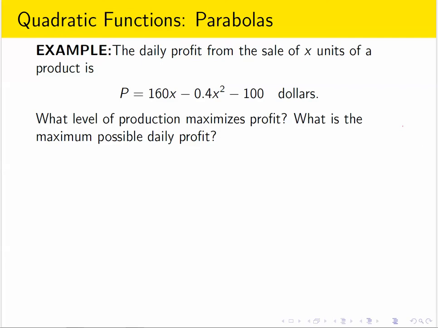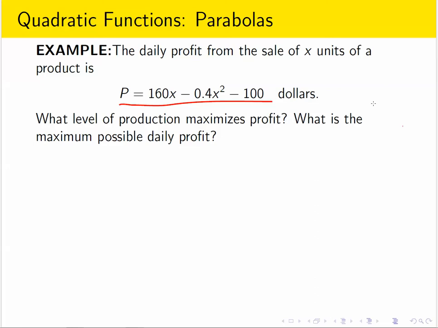Let's look at a little example of why we might be interested in finding the vertex of a quadratic function. Here's an example where we have a formula for the profit in terms of the number of units sold. So in particular, if we sell x units, then this function, 160x minus 0.4x squared minus 100, tells us the daily profit from that sale of x units. And the question we might want to ask is, how many units should we plan on selling in order to maximize our profit?